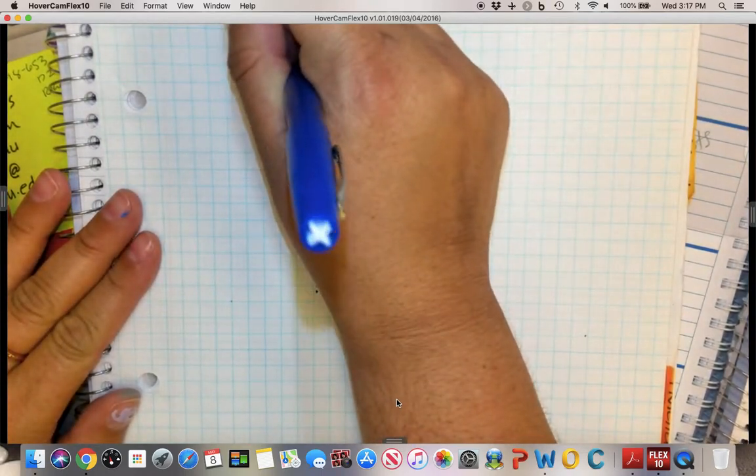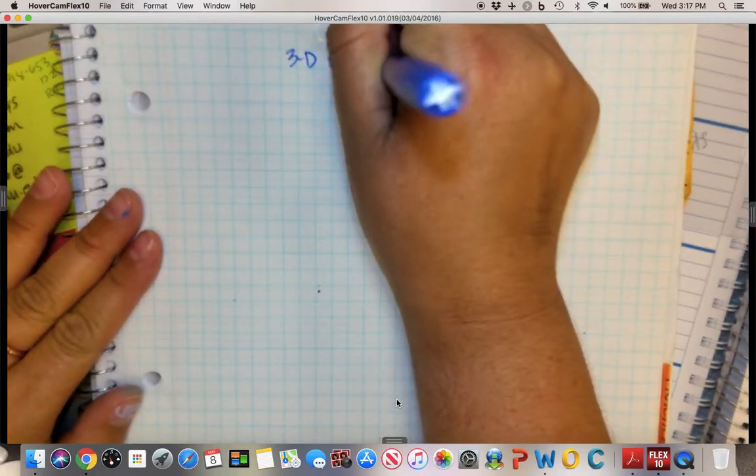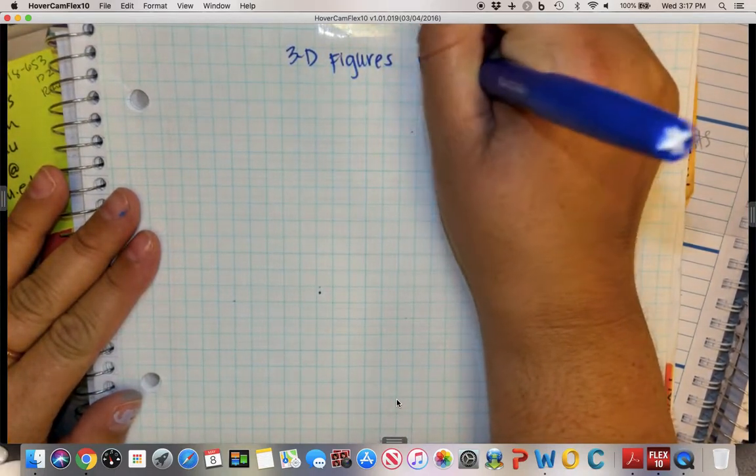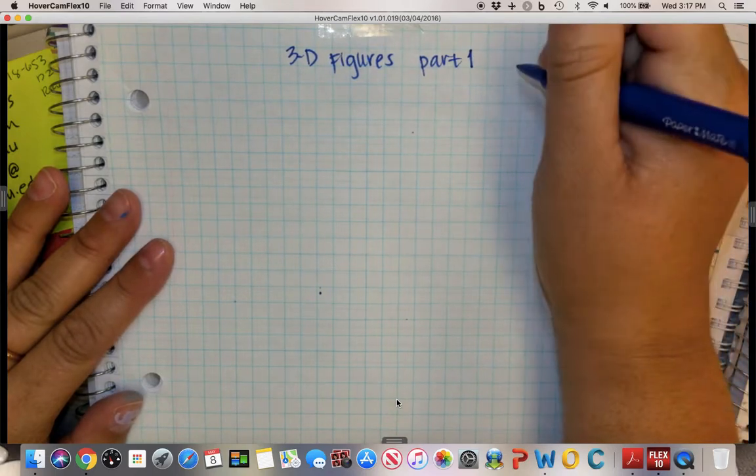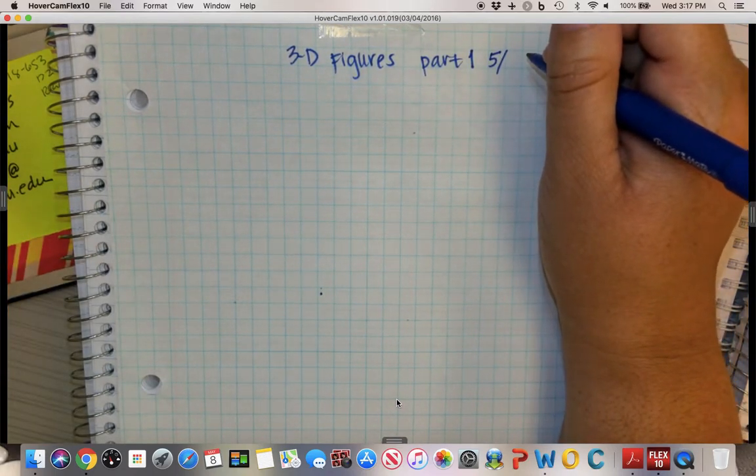Okay, we are going to work on 3D figures, area and volume, and this is going to be part 1. So 3D figures, part 1. Today is 5/9.